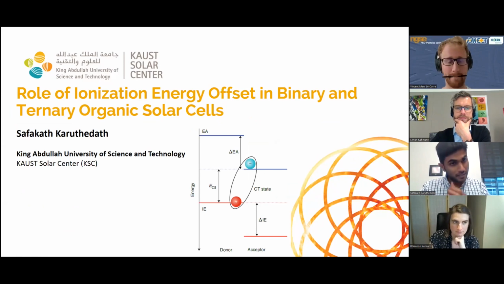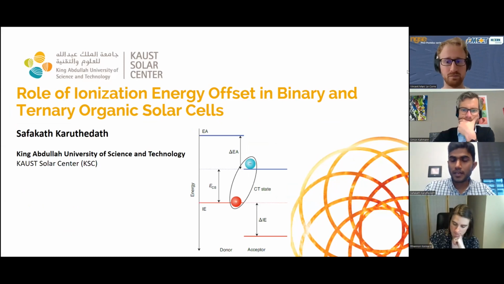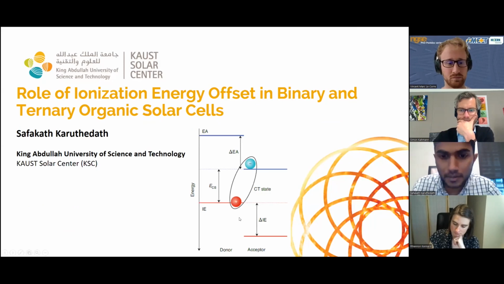I'm a research scientist here in KAUST, doing mainly ultrafast spectroscopy on organic semiconductors. Today I'm going to talk about the importance of ionization energy offset in binary and ternary organic solar cells. What I mean by ionization energy offset is the gap between the HOMO of the donor and the acceptor in an organic solar cell.